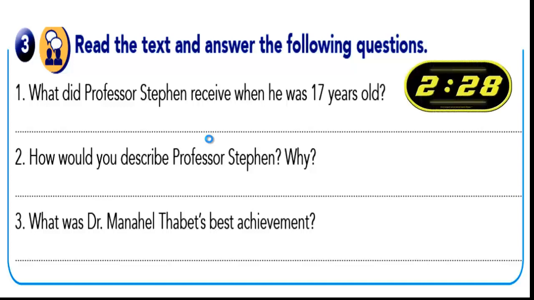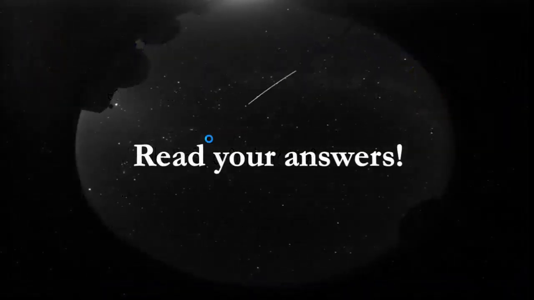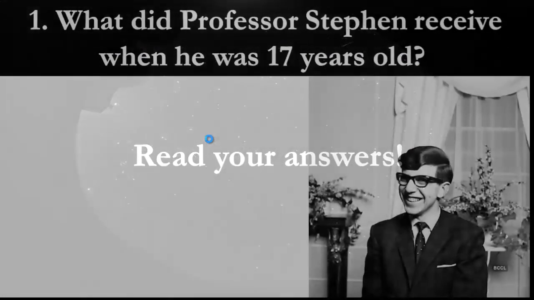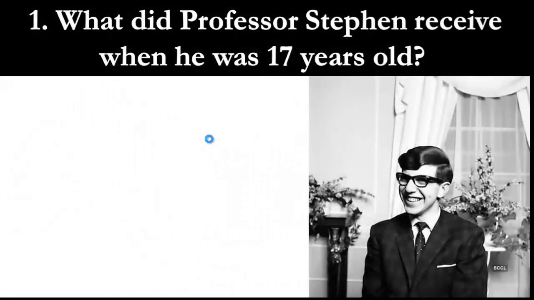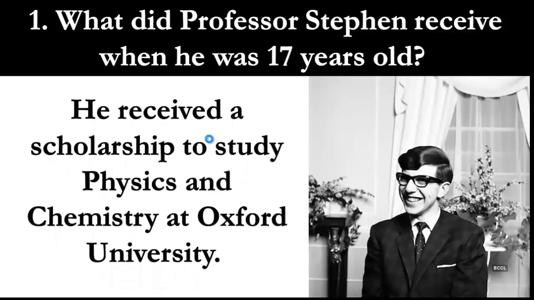Okay, so you have 2 minutes to read and try to find the answers. Okay, my dear students, let's read our answers together. Question number 1. What did Professor Stephen receive when he was 17 years old? So the answer is he received a scholarship to study physics and chemistry at Oxford University. From the text, the answer.